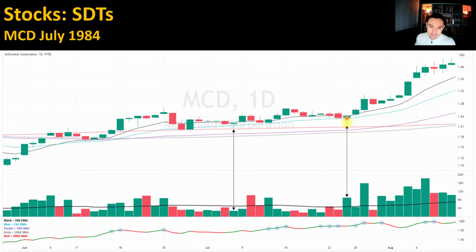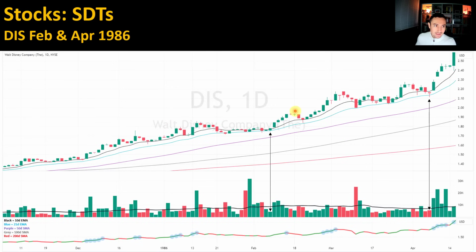Shakeout demand tail underneath the 1021. Takes out a lot of the recent lows as well. So think about all the traders trying to get a position in here, placing their stop, and it knocks them out. That's really good. So shakeout demand tails around key moving averages in leading stocks, it's really important. Disney, 1986.